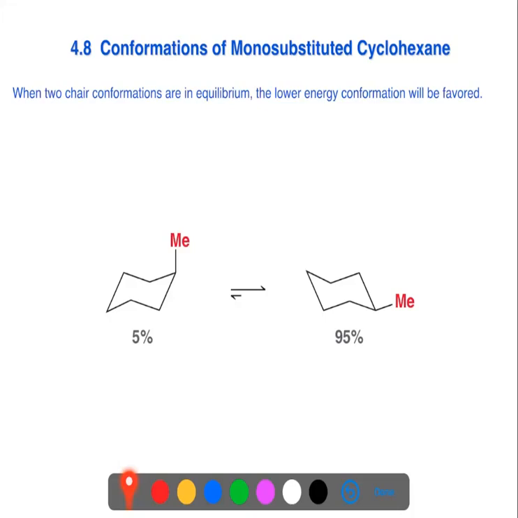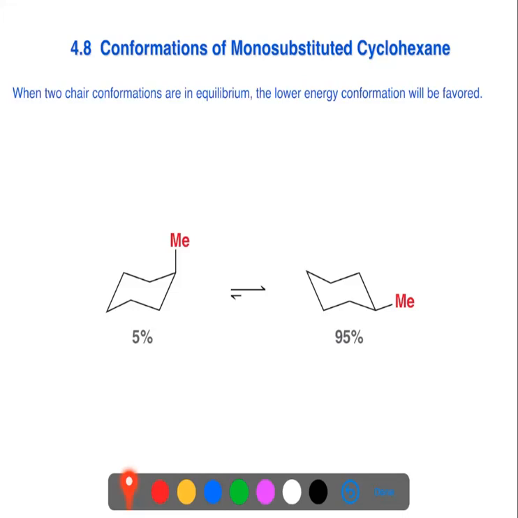So when two chair conformations are in equilibrium, the lower energy conformation will always be favored. And for monosubstituted cyclohexanes, it will always be the case that when that group is in the equatorial position, that chair conformation will be the lowest energy conformation. That's because we have interactions that can occur between the group in the axial position, in this example, the methyl group, with other hydrogens present in cyclohexane that are also in the axial position.